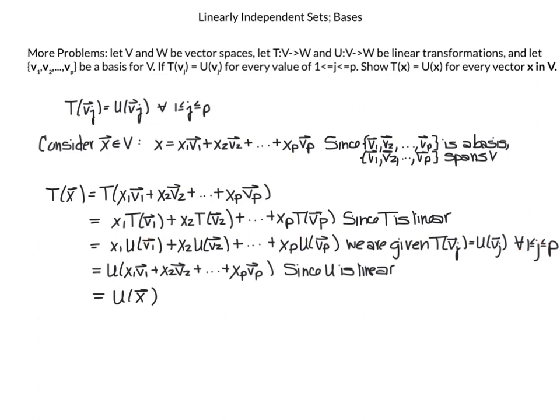And now we can use our definition of linear backwards, and we can say that this is equal to U of x1 v1 plus x2 v2 plus up to xp vp, since U is linear. And finally, this is just equal to U of x. So we have shown that T of x is equal to U of x.